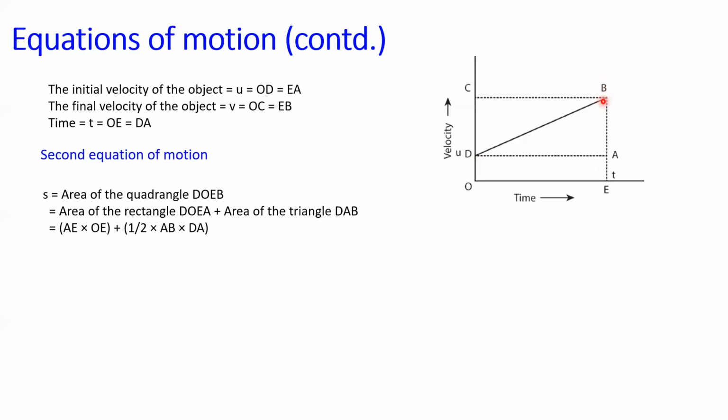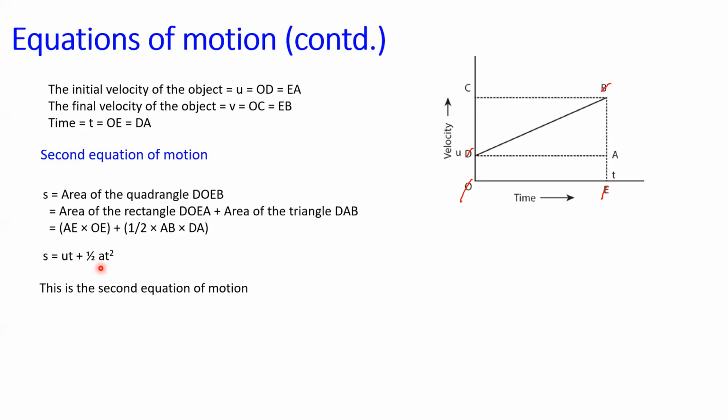So that quadrangle DOEB is made up of two regular shapes, a rectangle as well as a triangle, which may be given by the area of the rectangle ODAE plus the area of the triangle DAB. So already we know the area of the rectangle is AE into OE plus half DA into AB, which may be given by s is equal to ut plus half at into t, where you will get s is equal to ut plus half at square. This is the second equation of motion.